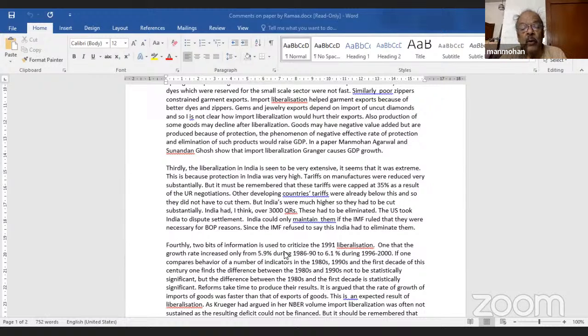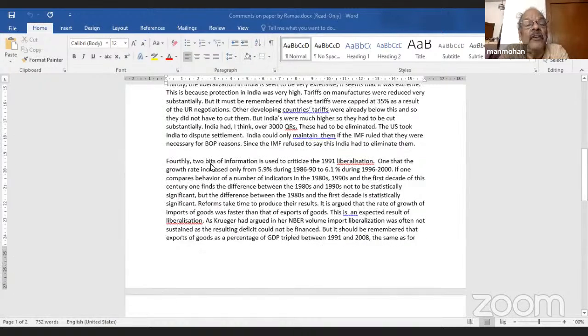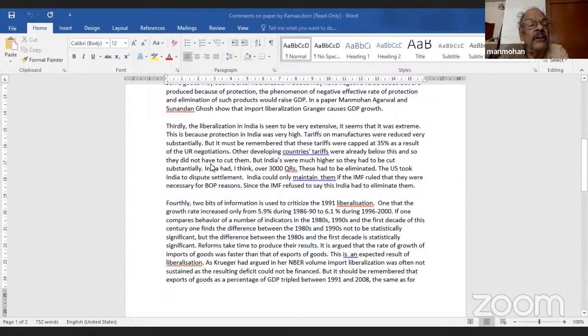As far as QRs are concerned, again, India had over 3,000 QRs. I find it mind-boggling that policymakers thought that 3,000 QRs were essential. The US took India to the WTO disputes redressal route, and they ruled that India had to eliminate these QRs in a year and a half.